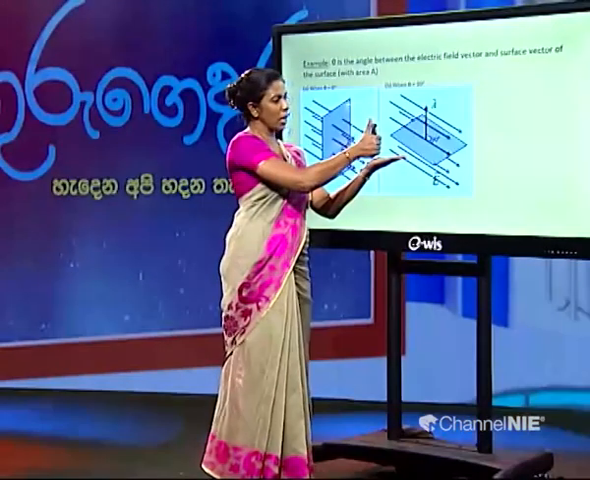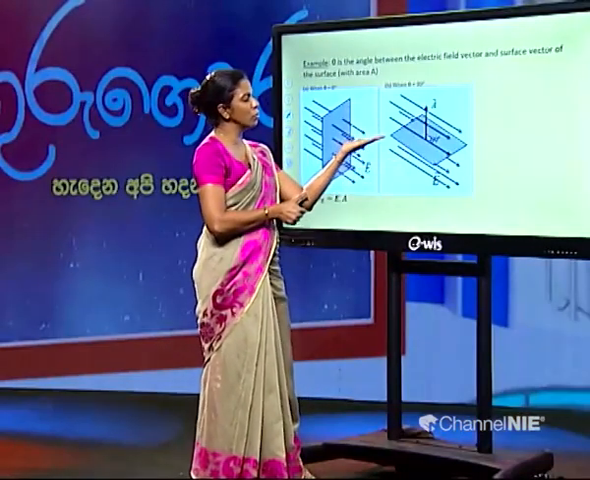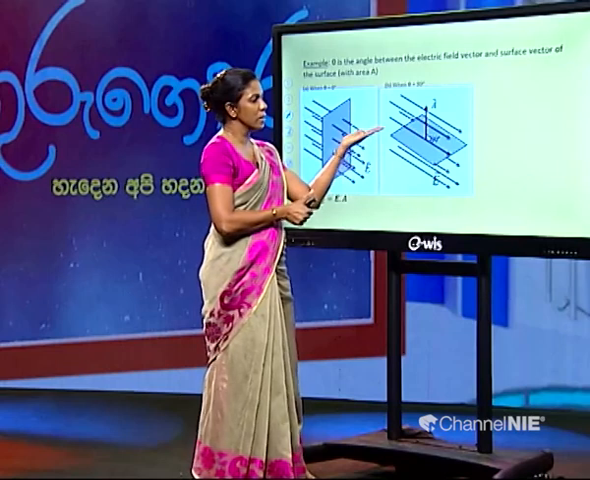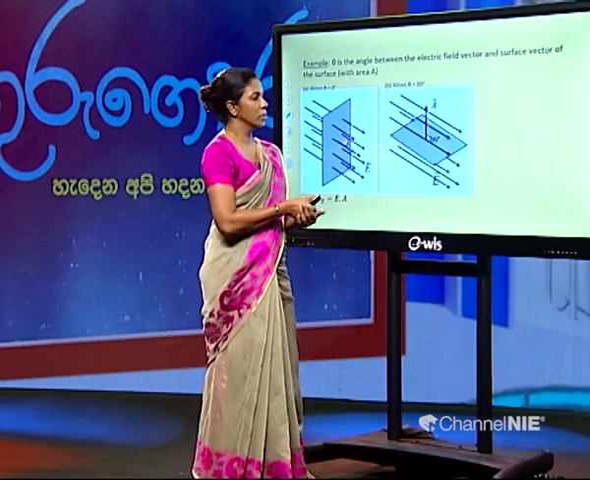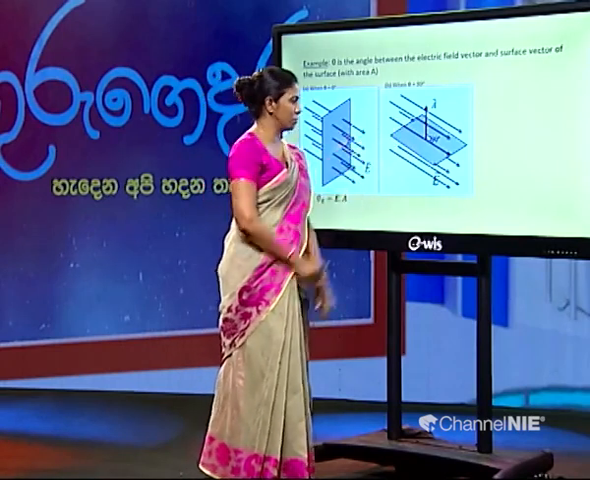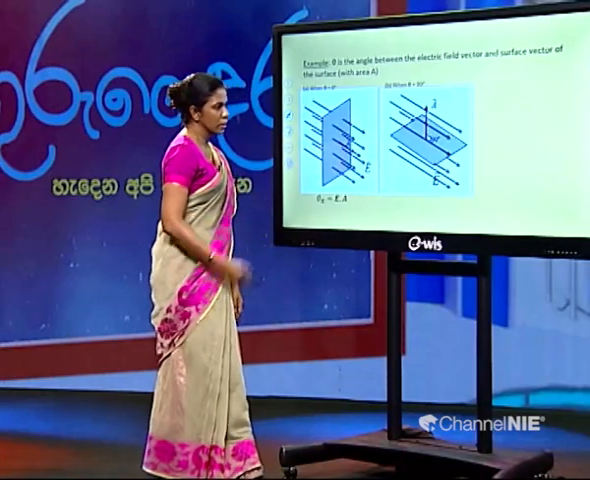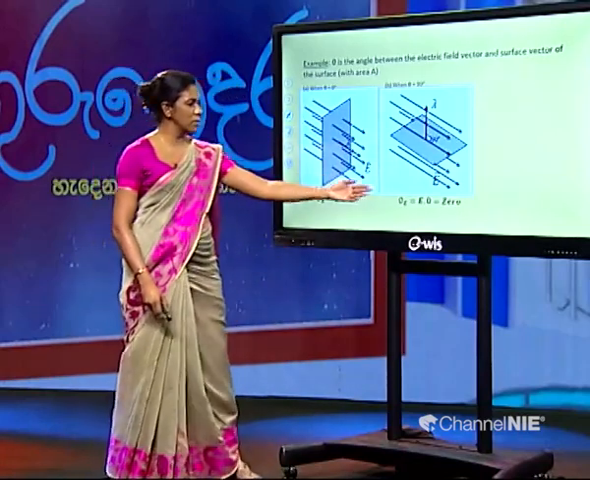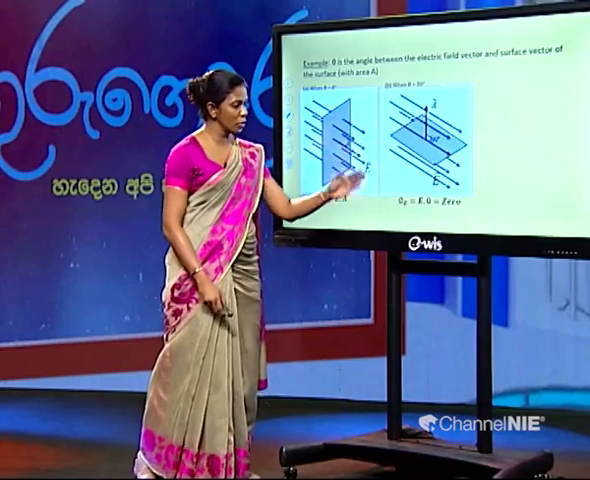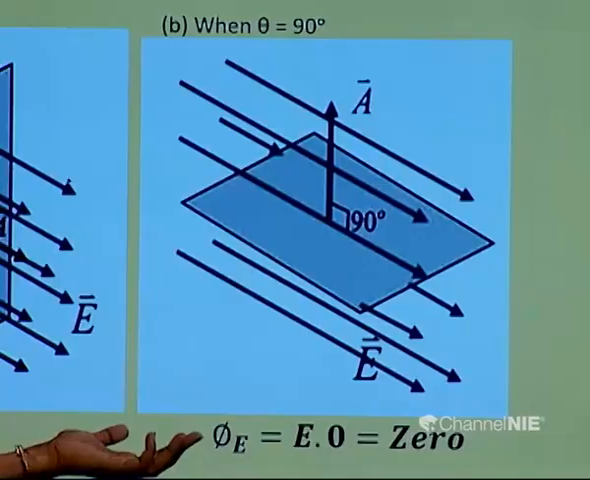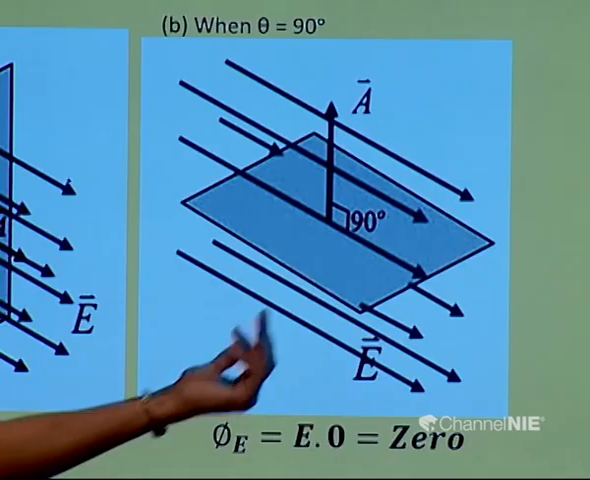Now, even when you look at it, you can see that really there are no flux lines, field lines, passing through the area. The area is kept parallel to the electric field. In that case, if I substitute into the equation, the area that is perpendicular to the field is 0. So, the flux that is linked with this area would be 0.